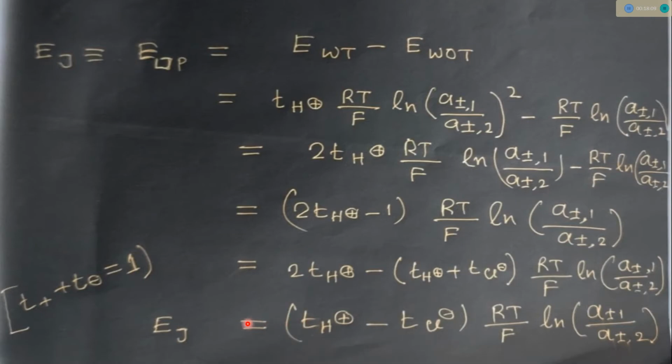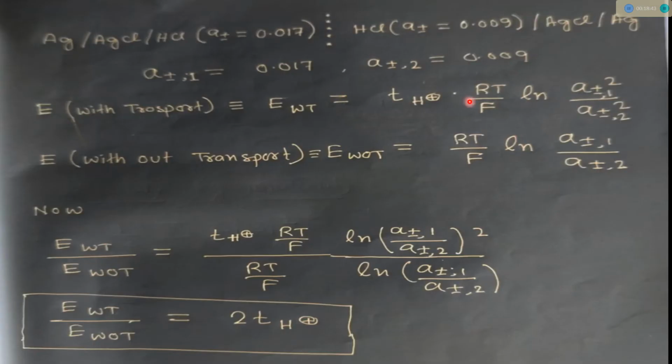So at last we got an expression like this: E_J, that is the EMF at liquid junction, or the liquid junction potential, is equal to (T_H+ minus T_Cl-), so the transport number of cation minus the transport number of anion, into RT upon F ln of the activity of electrolyte in the left hand cell divided by the activity of electrolyte in the right hand cell.